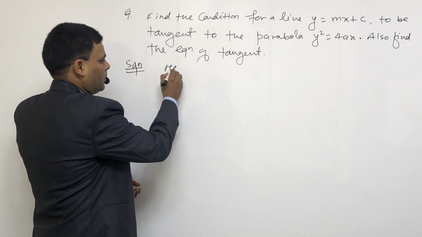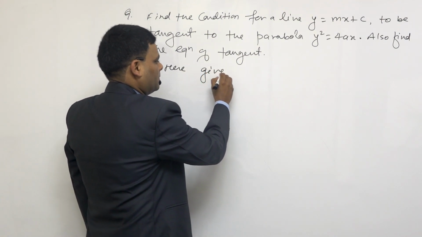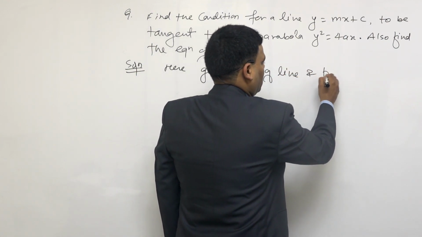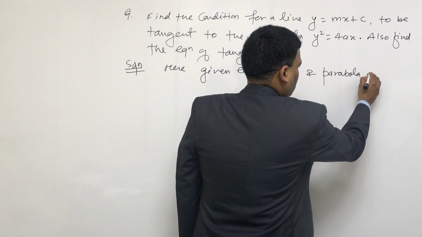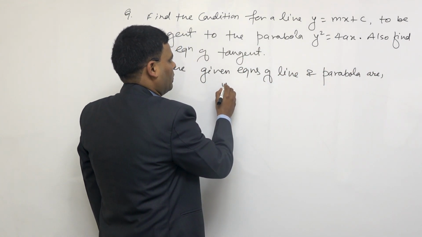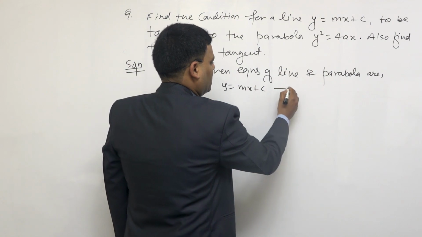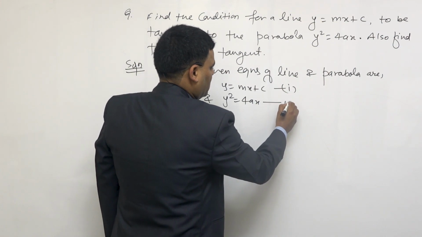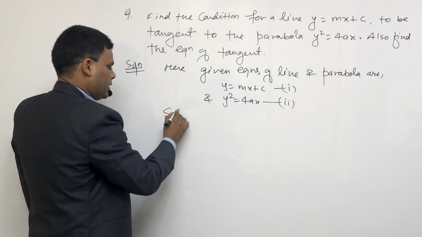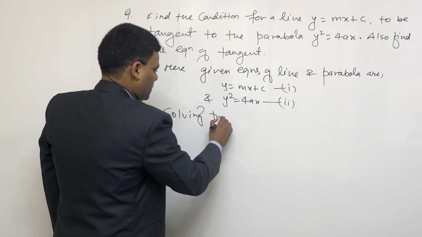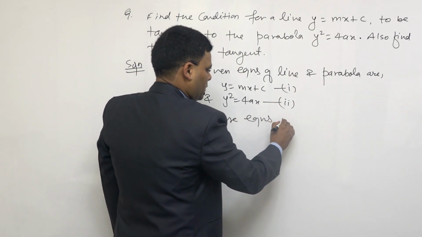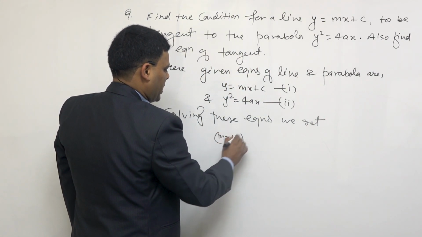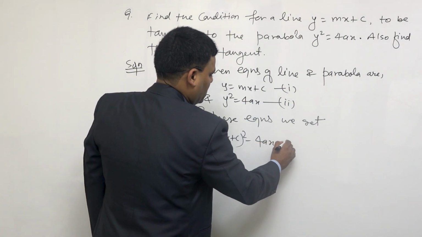Here, given equations of line and parabola are y equals mx plus c, let it be 1, and y square equals 4ax, number 2. Solving these equations we get (mx plus c) whole square minus 4ax equals 0.